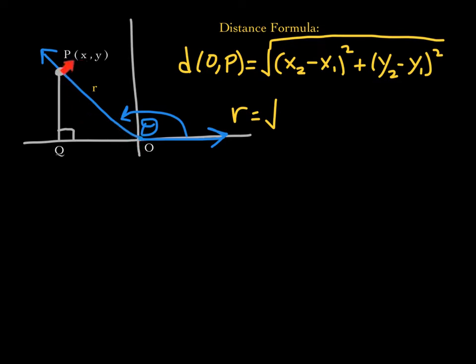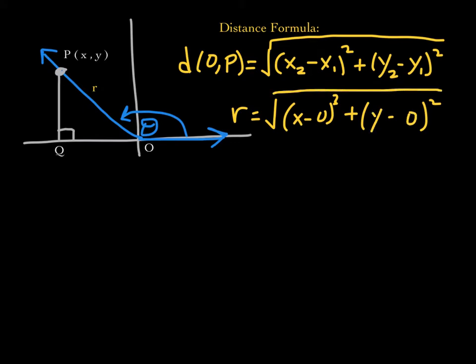So this is going to be x minus 0. That's what this is going to be, x minus 0 squared, plus, now we've got to do the difference between your y-coordinates. The y-coordinate at P is y, and the y-coordinate at the origin is 0. So it'll be y minus 0, and then quantity squared. Don't forget the square root of all of this. Okay? So basically, if we simplify, r is equal to the square root of x squared plus y squared.